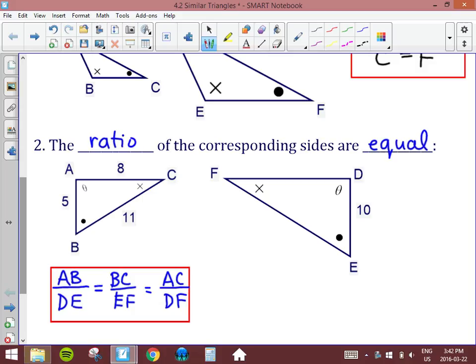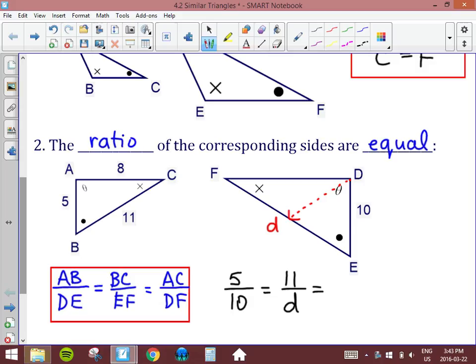I know that side AB is 5 units long. Side DE is 10 units long. And then for the second ratio, side BC is 11 units long. Side EF, I don't know that length. So I can either call that side EF again, or because EF is across from angle D, I know that it's little d. So the side lengths have little letters, and the angles have capital letters.